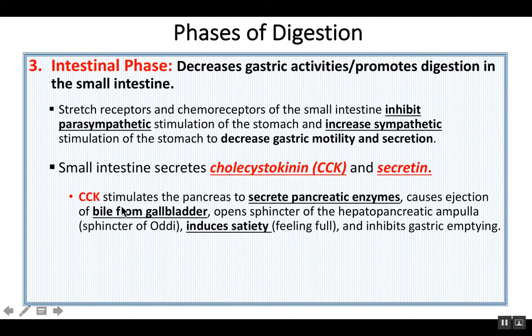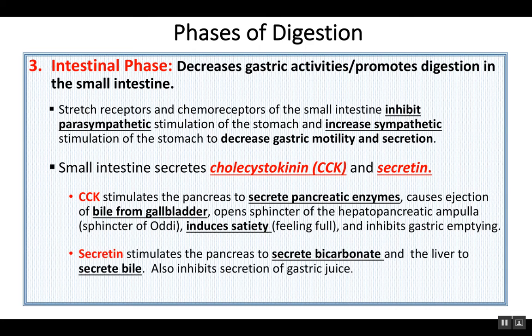So now we got bile coming from the gallbladder. We've got enzymes coming from the pancreas. It also opens a little sphincter, we haven't looked at it yet, known as the sphincter of Oddi, or hepatopancreatic ampulla. And that's going to help open up the little ducts that deliver bile and pancreatic enzymes. But we'll look at that in a moment. It also induces satiety, which is your sense of feeling full. That hormone, cholecystokinin, is going to do a number of things. The big one here to think about is to stimulate the pancreas and the gallbladder.